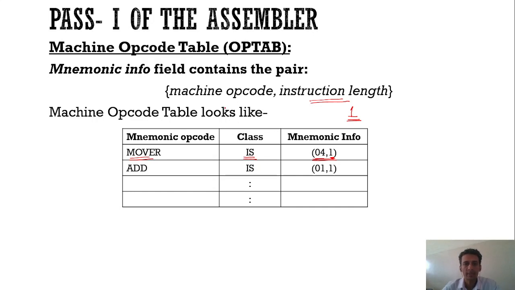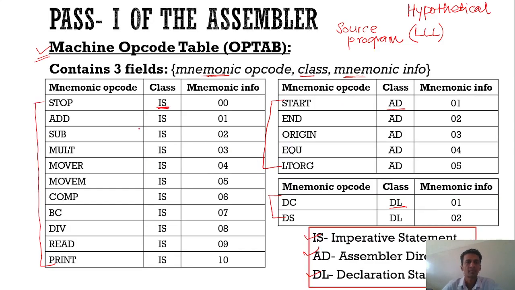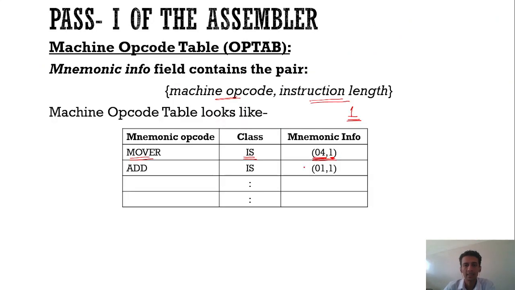So how did this machine opcode for move R come to be 04? Let us refer to the machine opcode table that we saw in the previous slide. The move R instruction is here. If you see the mnemonic info of the move R instruction, it is 04. Hence we are considering the machine opcode as 04. So this 04 will uniquely identify the instruction as move R.